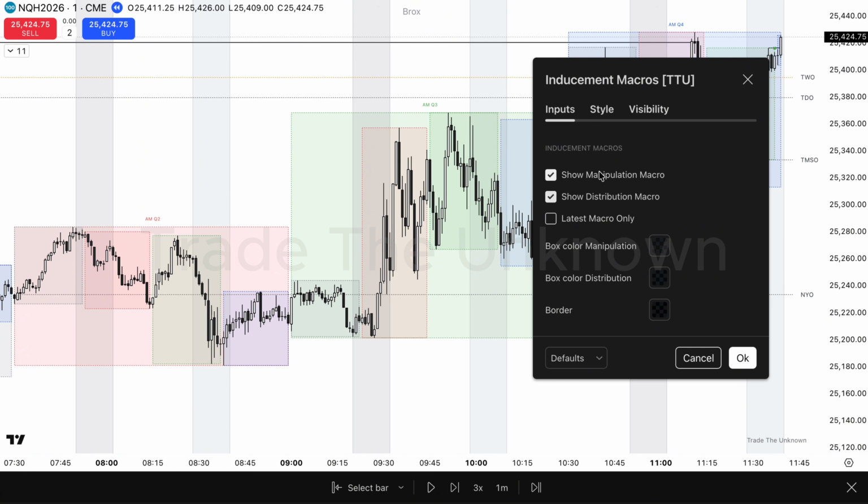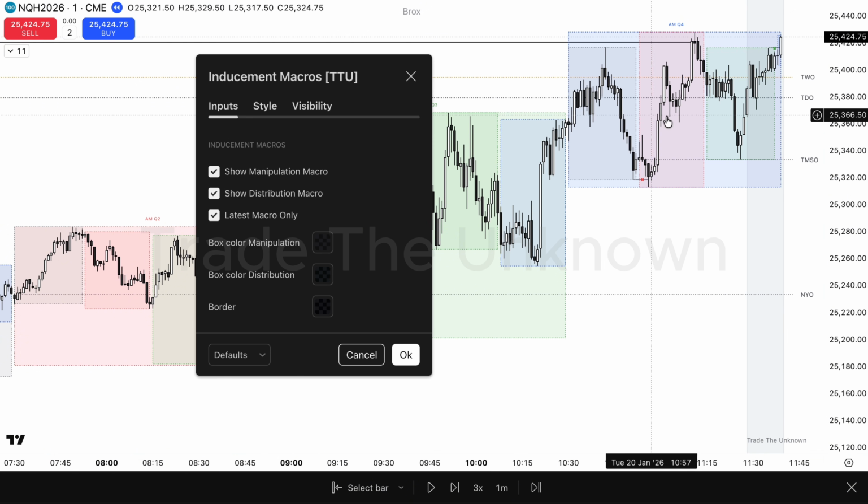And you can basically see, you can turn off, for example, the second window if you only want to see the manipulation, or you can have the latest macro only, which is going to be just one macro at a time to keep it more clean.